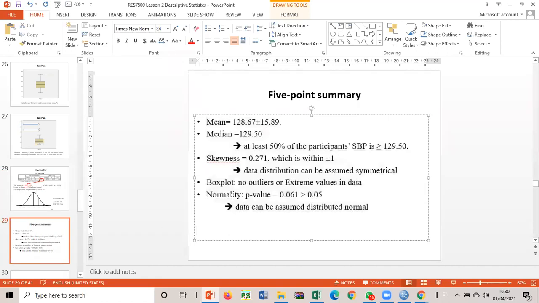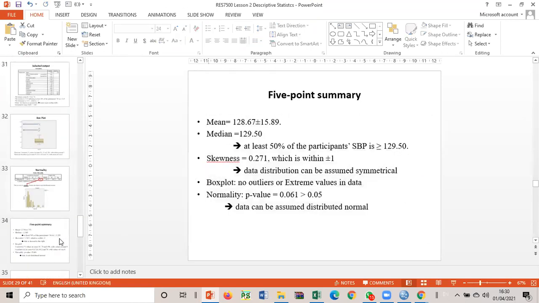Normal means what? Symmetrical. Symmetrical means what? The skewness must be within plus or minus 1, and also the mean and median must be close. Next, it must be bell-shaped and follow the cut points for the area under the curve. And the box plot tells you whether there are any extreme outlier values.